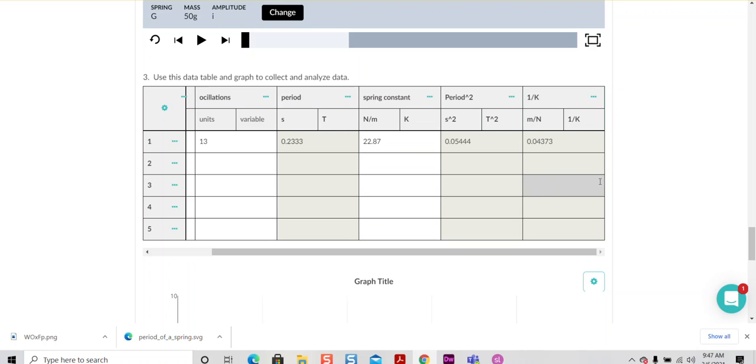So you're going to set up your chart like that. You're going to have to pick 7 to 8 springs to get data from. The more oscillations you measure, the better your average period will be, the better your data will be. And you're going to be exploring the effect that the spring constant has on period.